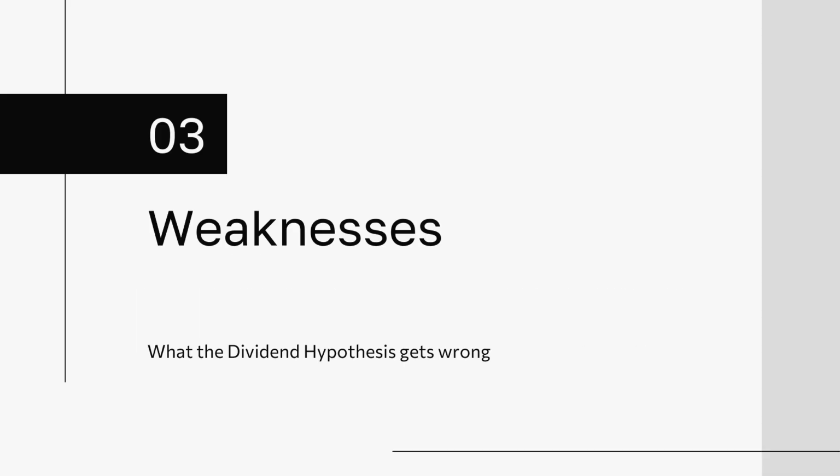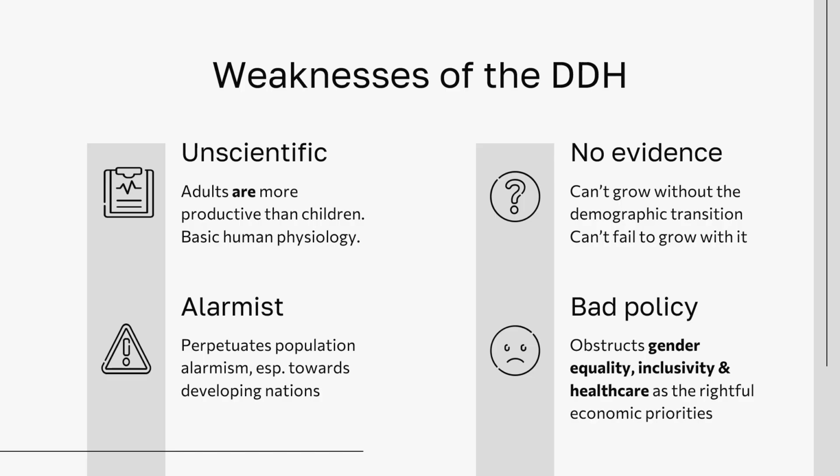Part 3, weaknesses of the dividend hypothesis. What the dividend hypothesis fundamentally gets wrong. Because of this exogeneity error, we get quite a few problematic prognostications, if you will.